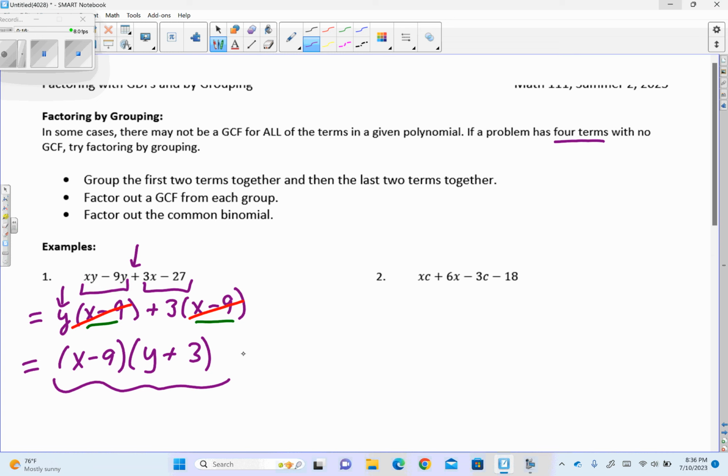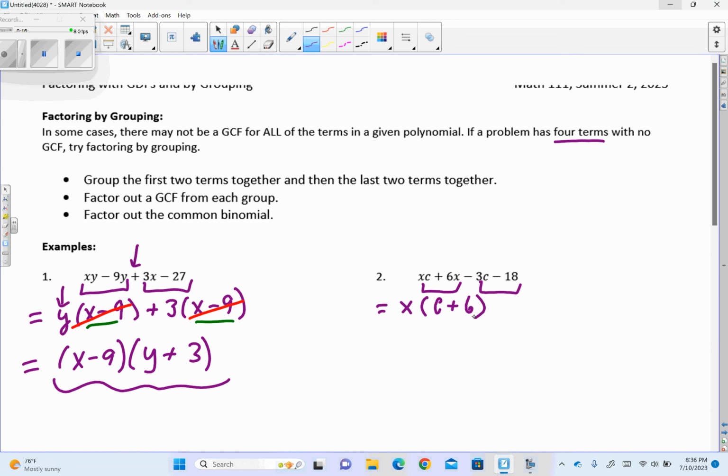For number 2, we're going to do the same thing. I'm going to group the first 2 terms and the second 2 terms. If I look at just the first 2 terms, the only thing that those 2 terms have in common is that they each have an x variable. So I'm going to factor out that common factor of x, and that's going to leave me with c plus 6.